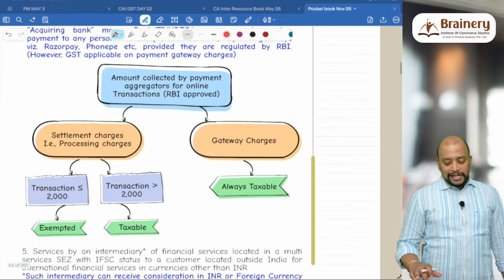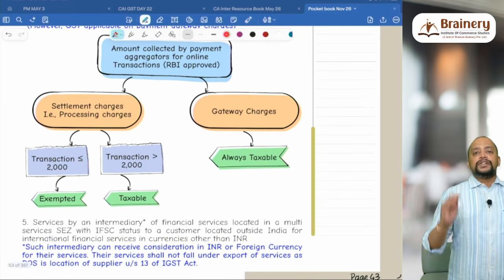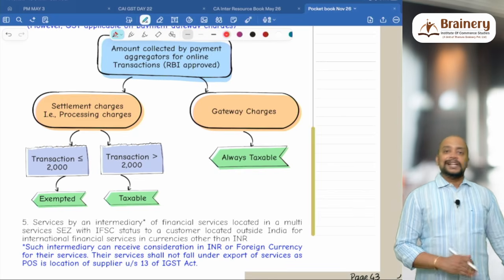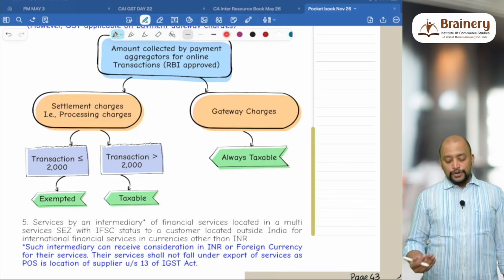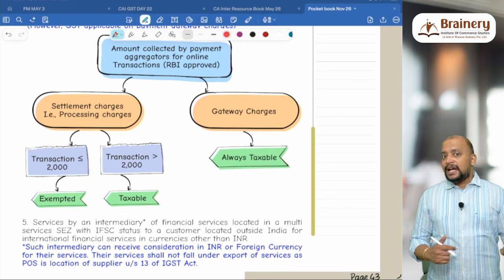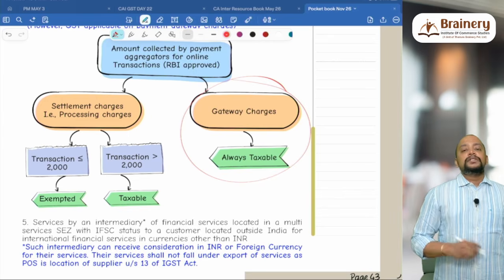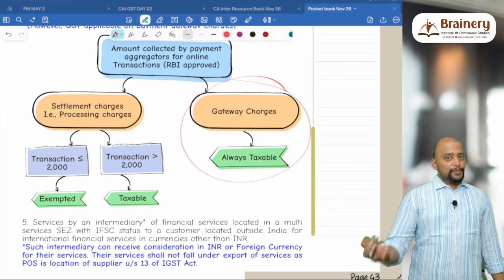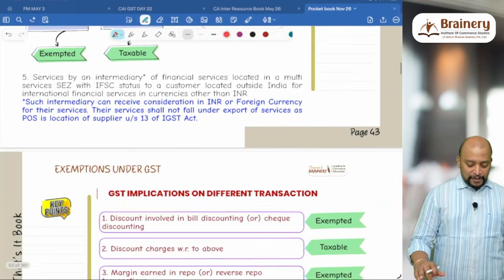So suppose if processing charges are collected, same treatment: for a transaction up to 2,000 rupees, it is exempted. If the transaction is beyond 2,000 rupees, it is taxable. But if it is payment gateway charges, whatever may be the amount, the transaction amount may be up to 2,000 or beyond 2,000, it will always be taxable.